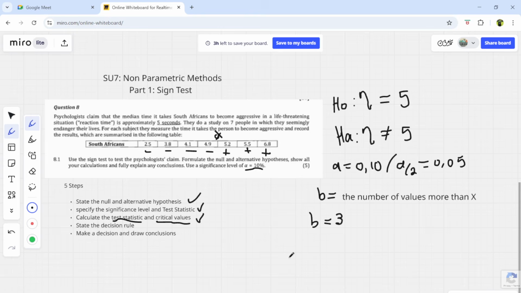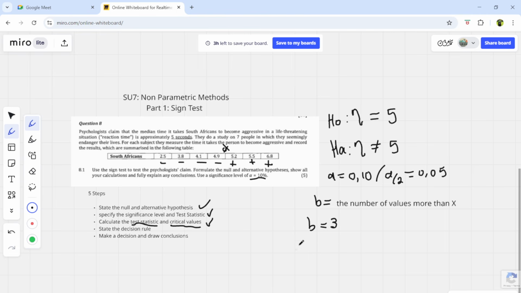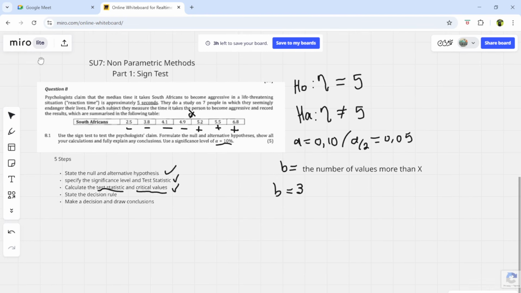Now the critical values. The critical values are going to be a little bit tricky. I want you guys to pay attention. This is how you're going to write your critical values. You're going to start with b and say b of n and alpha over 2 is equal to b of, what is the value of n? 1, 2, 3, 4, 5, 6, 7. B of 7 and alpha over 2.